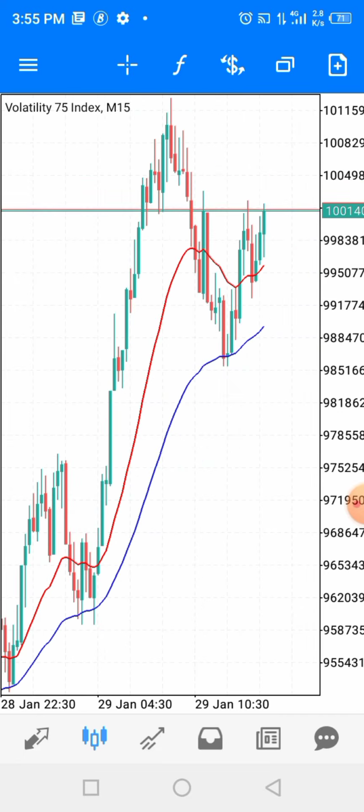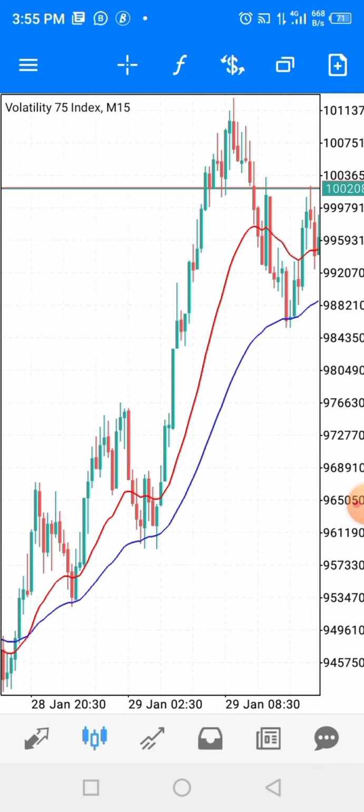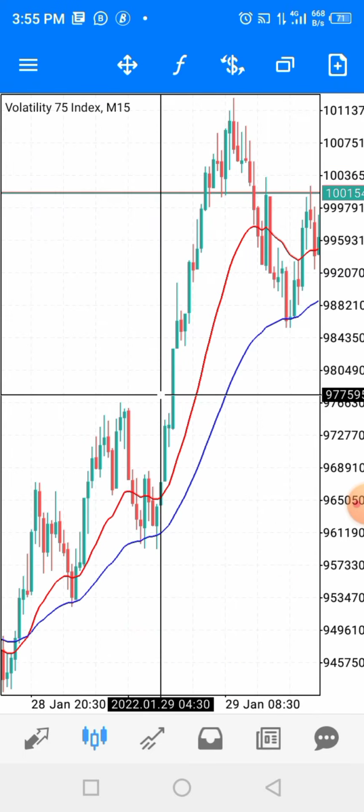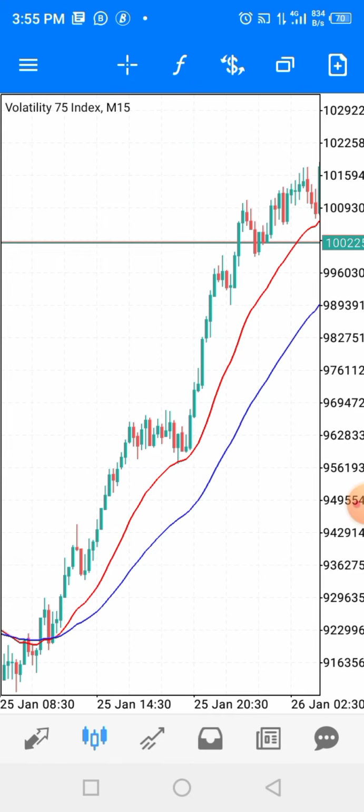Before we start, I'm going to give you two rules which I use in taking trades based on this strategy. Number one rule is that the market has to be trending. When I say trending, this is a trending market. Price is forming higher highs and higher lows in an uptrend, and in a downtrend, price is forming lower lows and lower highs. That is the number one rule.